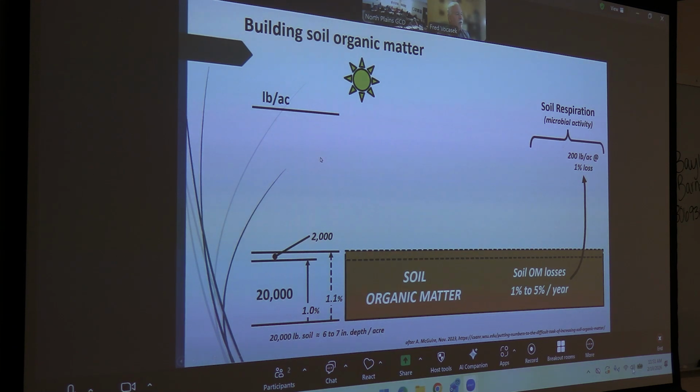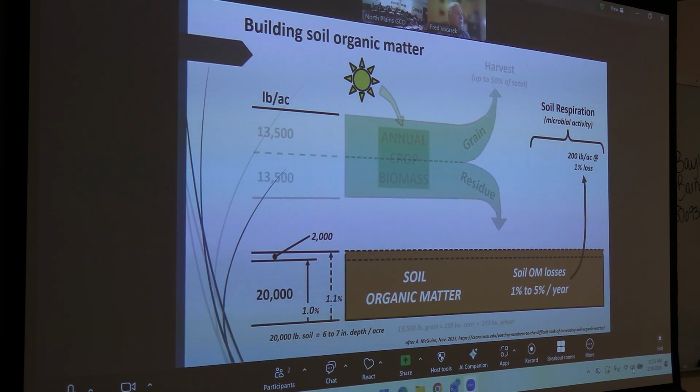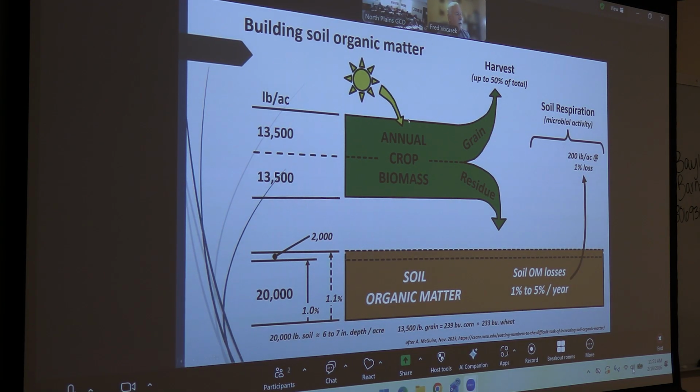All right, I want to raise it by 1/10 of 1%, so I've got to add 2,000 pounds of organic matter. So here I go, I grow, and this works out to 2,700 pounds of annual biomass, and it's roughly half grain and half residue. That's pretty standard. So that would be about 240 bushels of corn and about 235 bushels of wheat, if you're able to do that. So we harvest, and so that biomass is gone, but the residue gets returned to the soil.